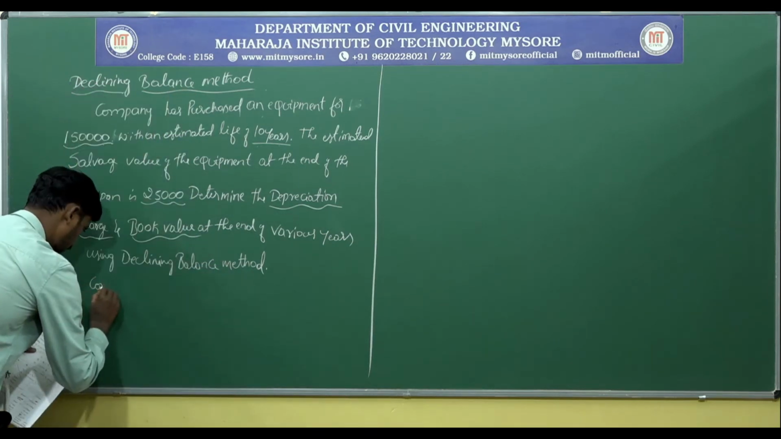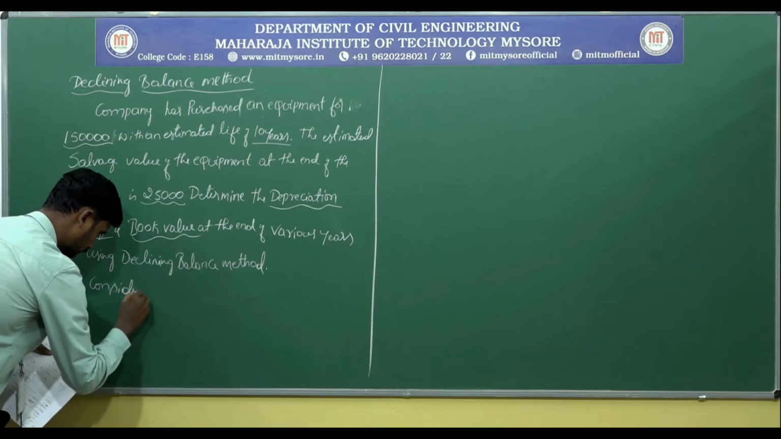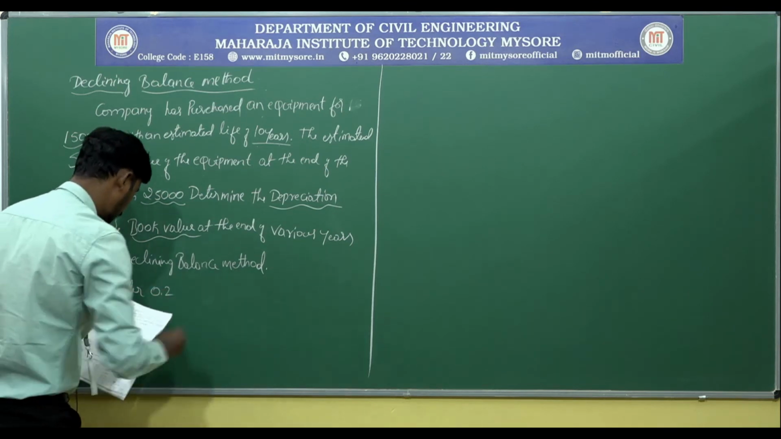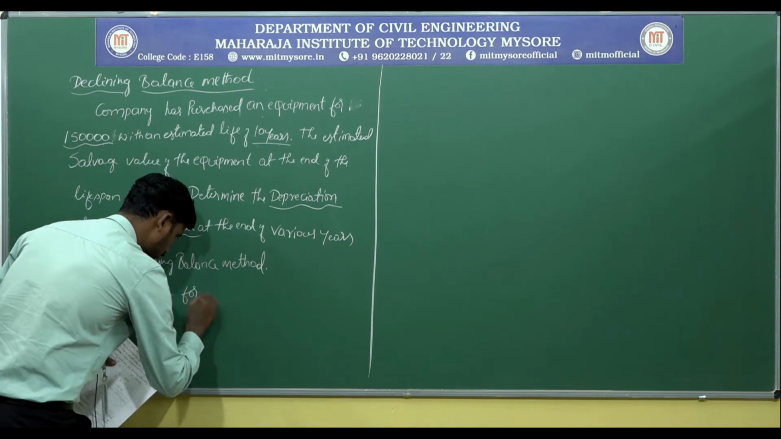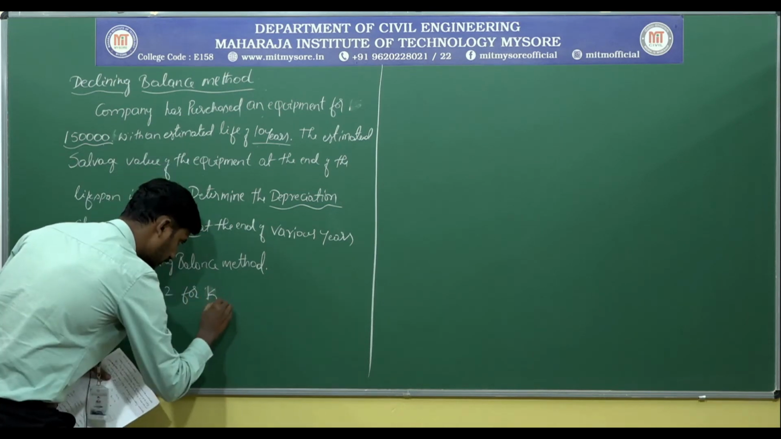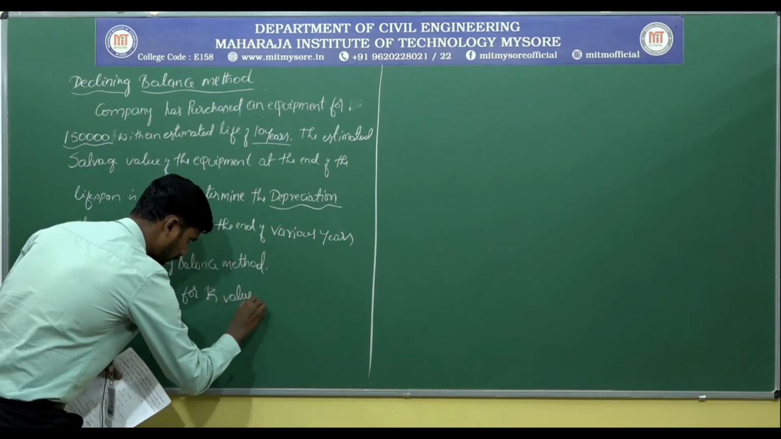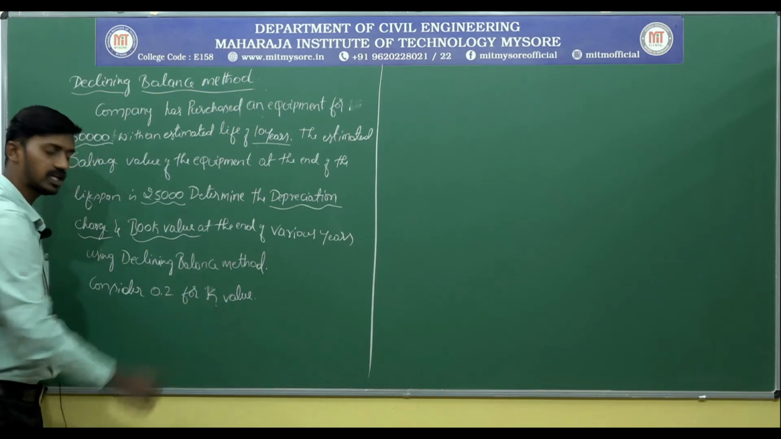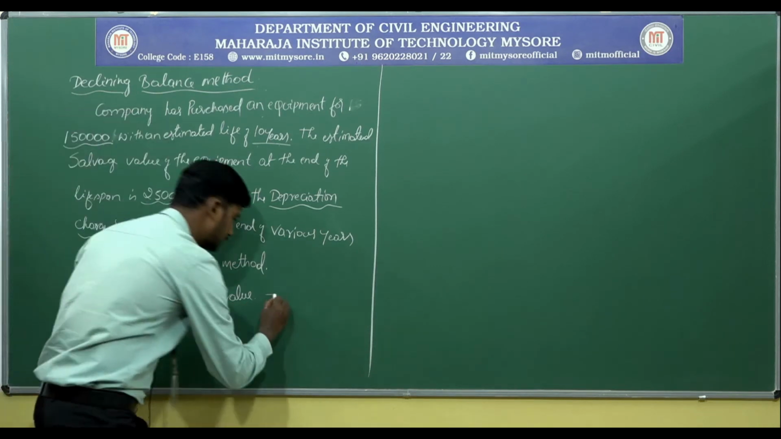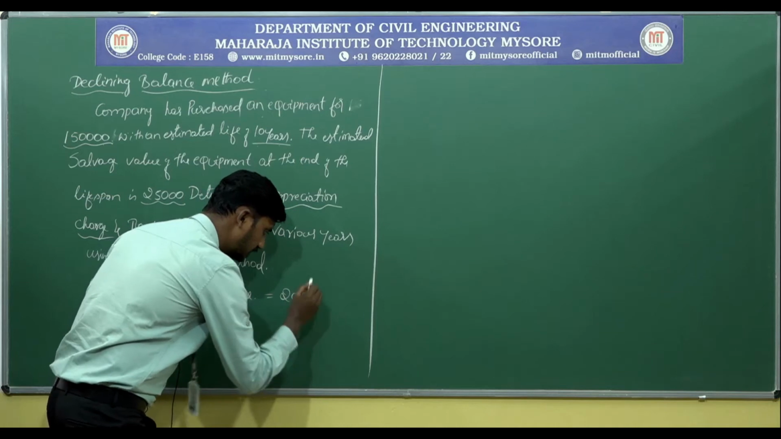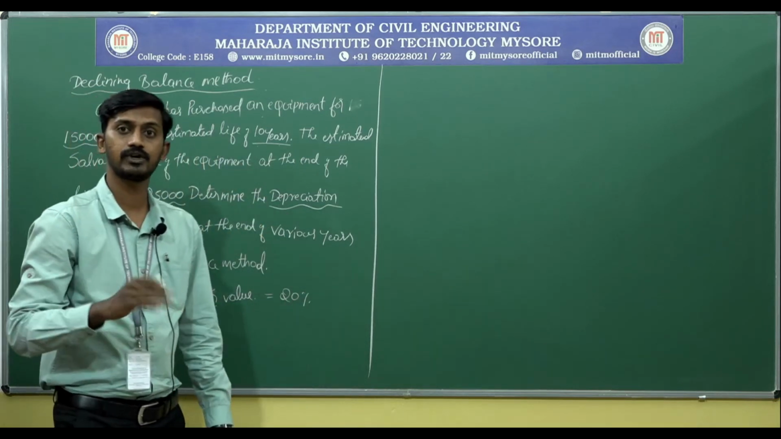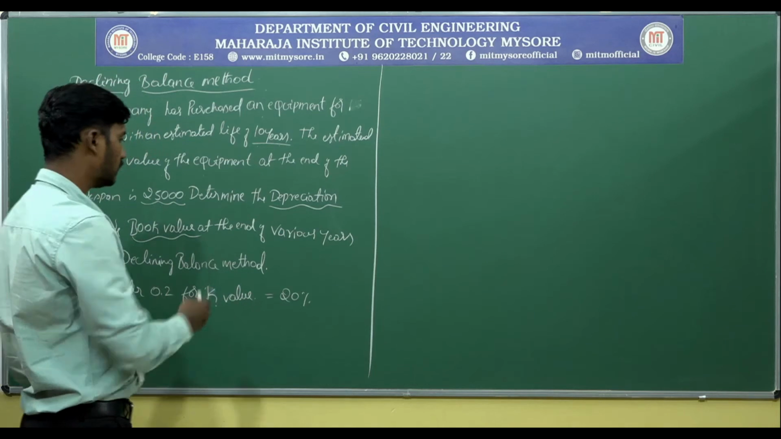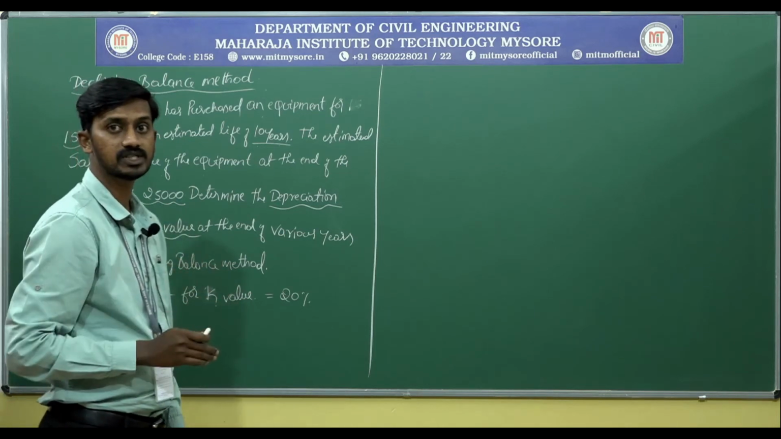Okay. Consider 0.2 for K value. 0.2 means it is 20% of depreciation is happening for every year. For every year it is percentage wise 20% is happening.